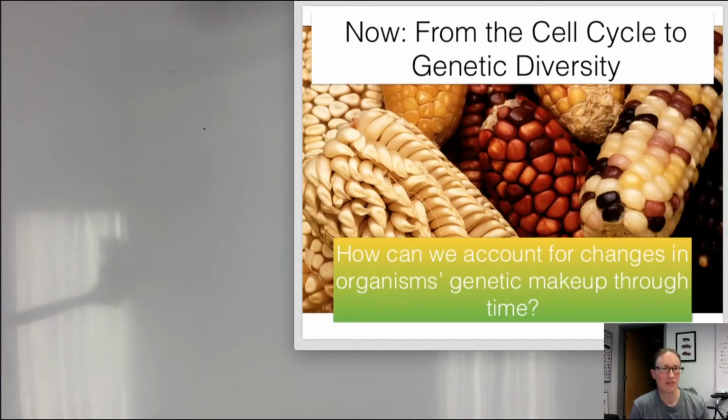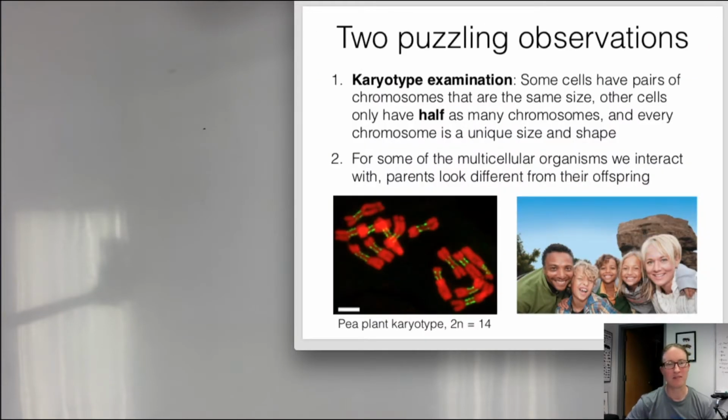We're now going to shift topics a bit from talking about the cell cycle to talking about something slightly different, which is genetic diversity. In this part of the course, the question we're going to be concentrating on is how can we account for changes in organisms' genetic makeup through time? And so I want to start this topic with some puzzling observations.